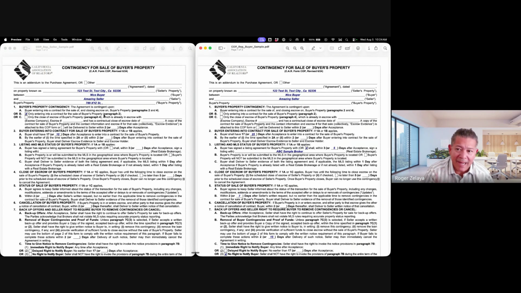But if I'm representing the buyer, I don't want that. I want 1A, which is the buyer entering into a contract for the sale of and closing escrow on the buyer's property, right? That protects the buyer. Depending on who you represent, you want to protect the buyer or you want to protect the seller. And that's why 1B is checked off when I'm representing the seller, because I only want them to enter into a contract, right?